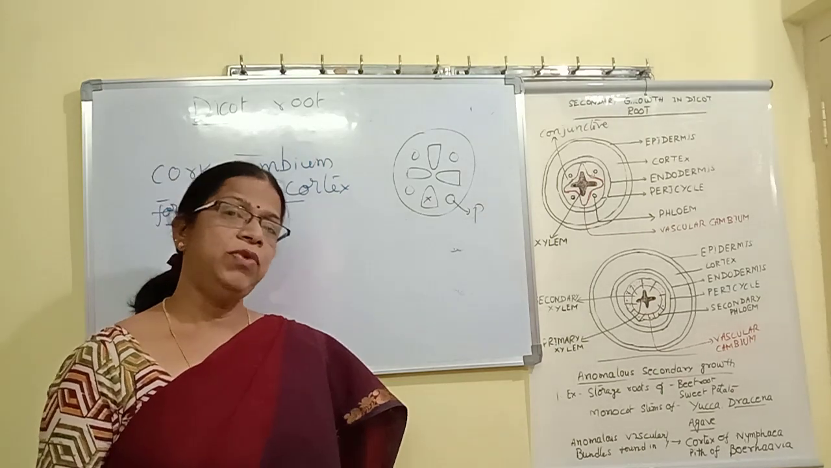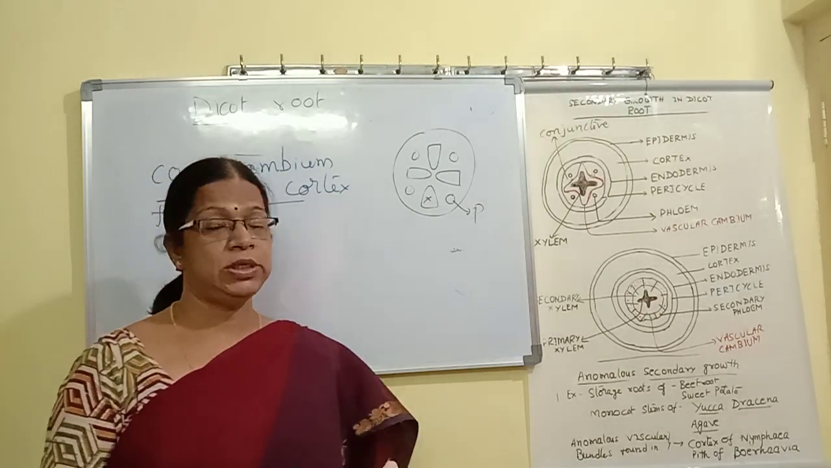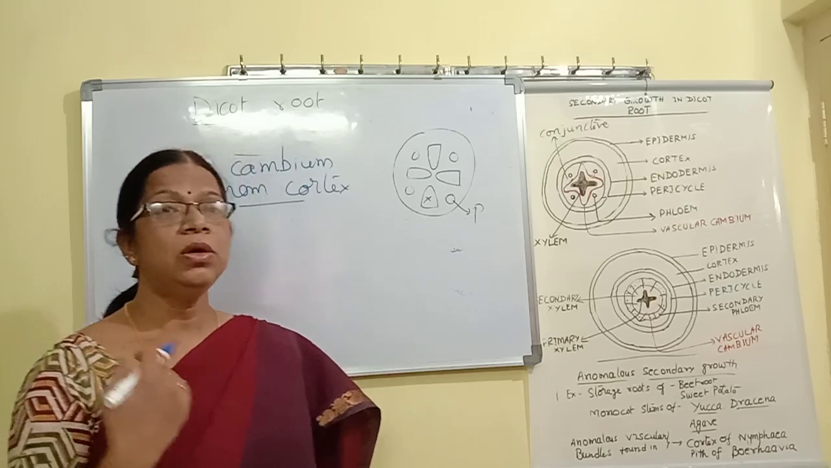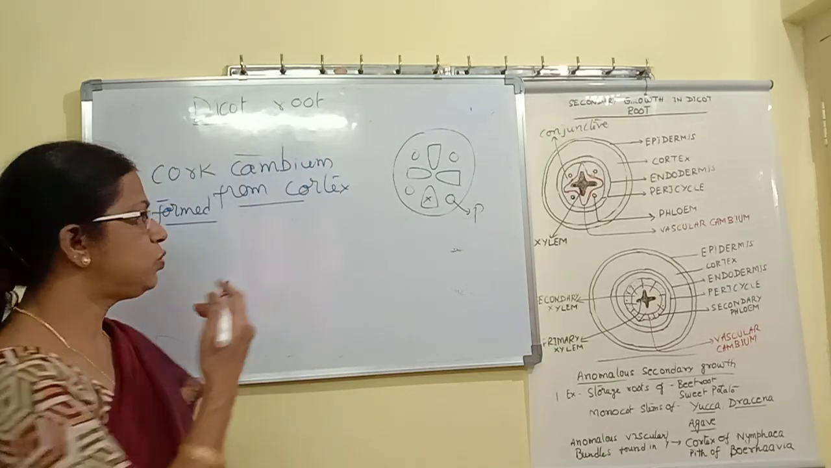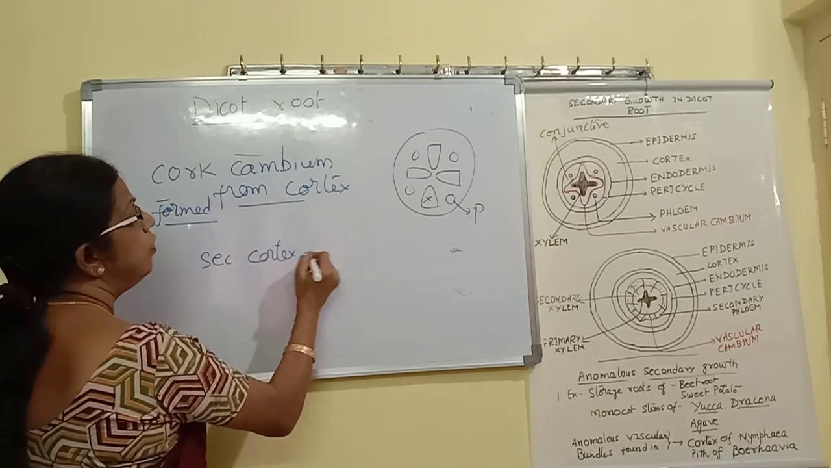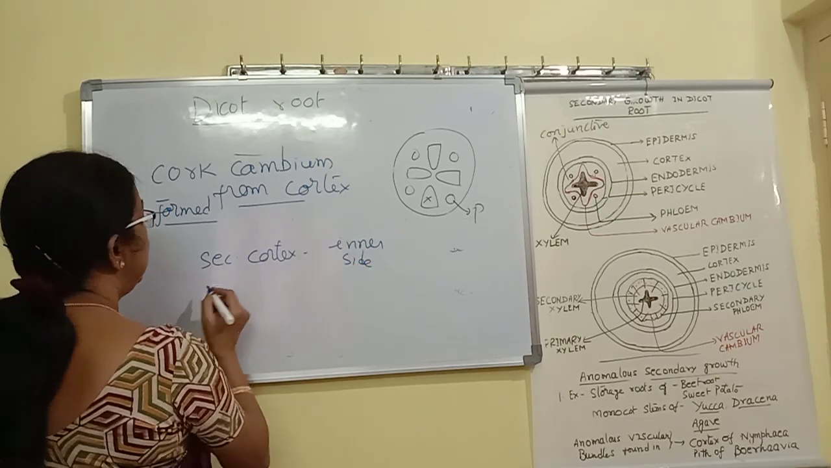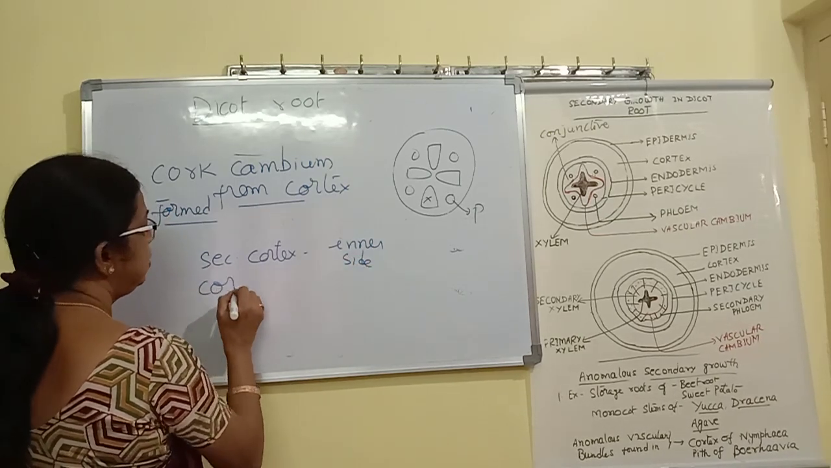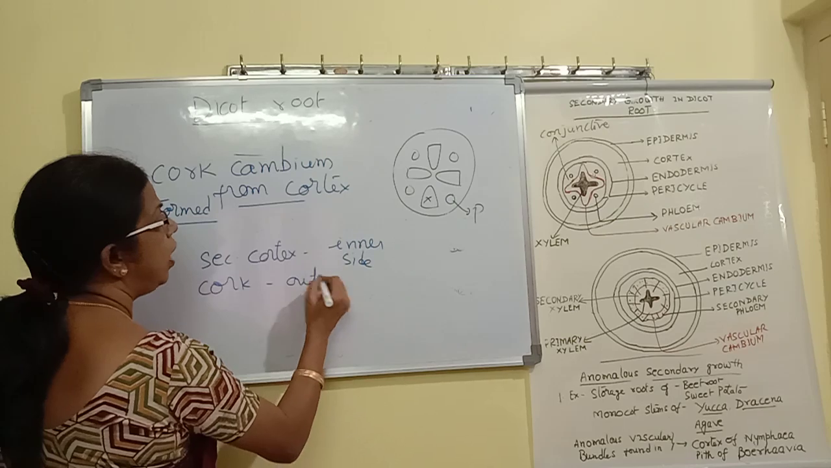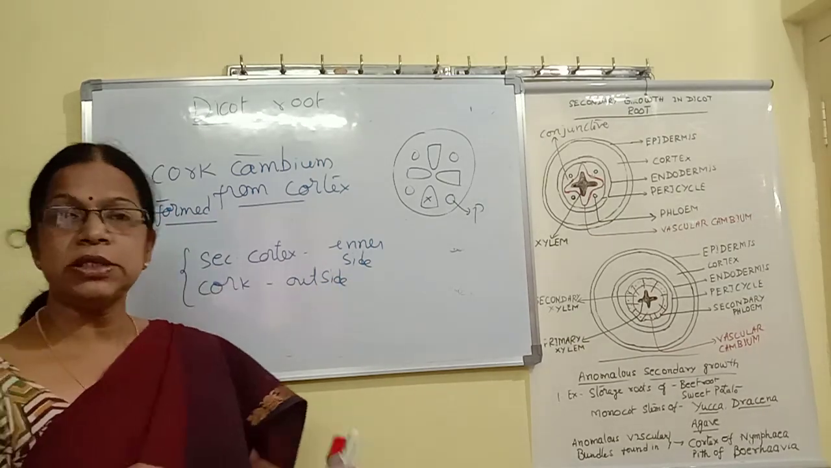Function is same. We already discussed cork cambium, called phellogen, and it gives rise to two cells. One is called secondary cortex, formed towards the inner side, and cork, formed towards the outside. It is same as that of dicot stem.